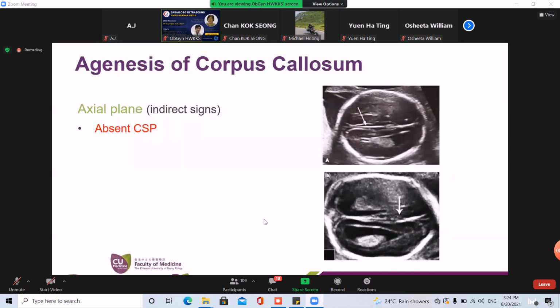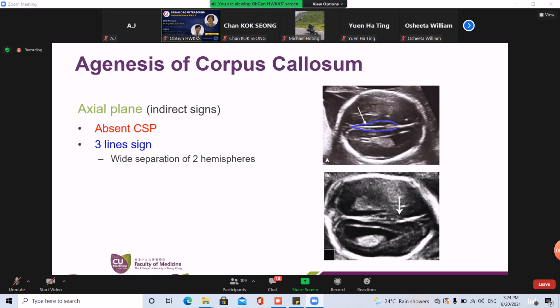Agenesis of the corpus callosum is very important, and it is very interesting as well because there are a lot of ultrasound signs, direct signs and indirect signs. In axial planes, you would be able to detect indirect signs. The most important indirect sign is absent CSP. Now, in this projection, you can't see any CSP at all. And the second indirect sign is a 3-line sign.